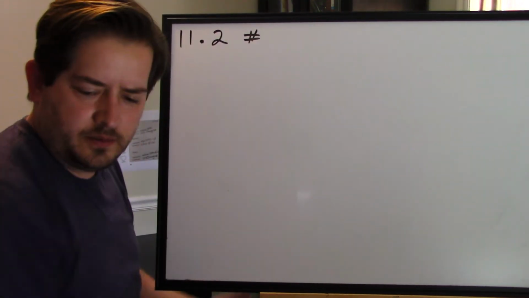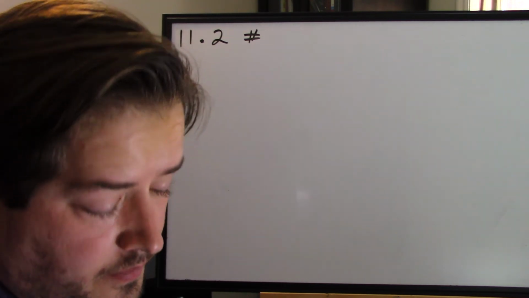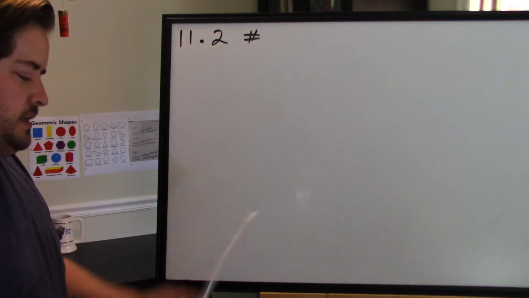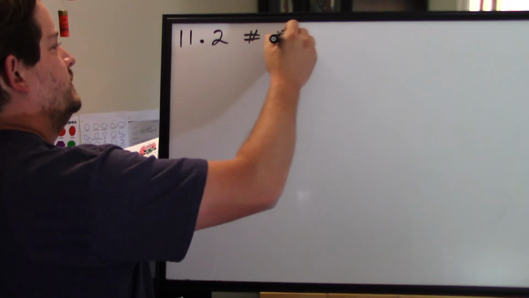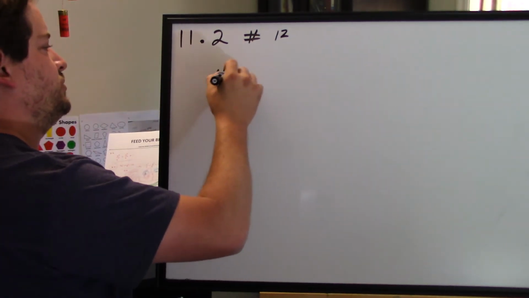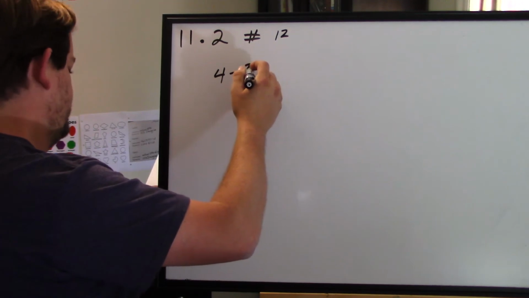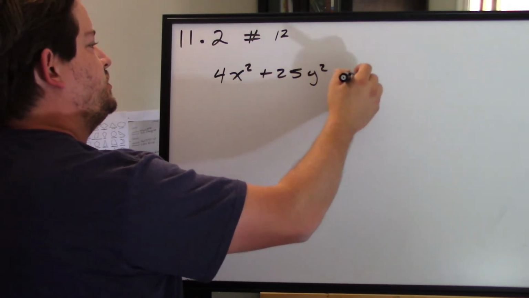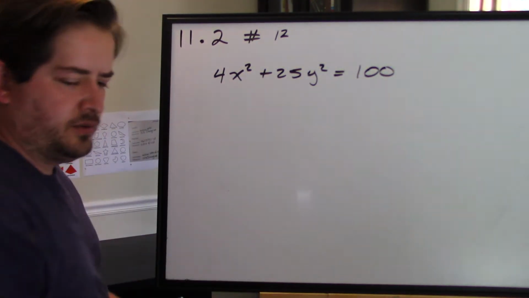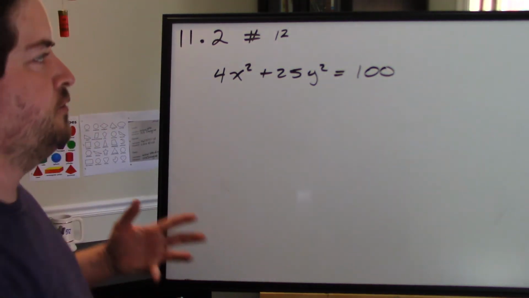Okay, let's look at number 12. Well, 12 is very similar, actually. 12 is 4x squared plus 25y squared is equal to 100. So once again, we have to put it in the form that we're looking for.